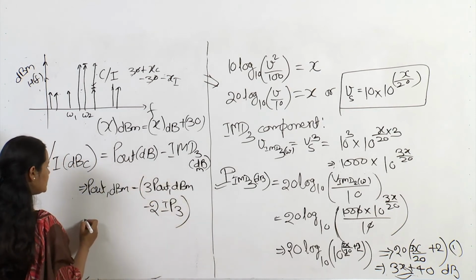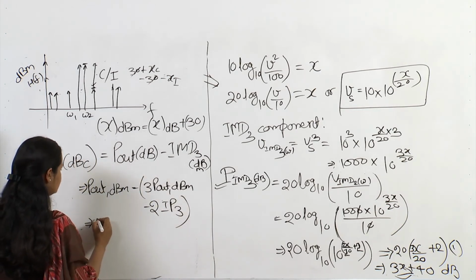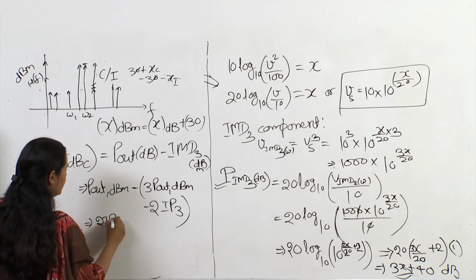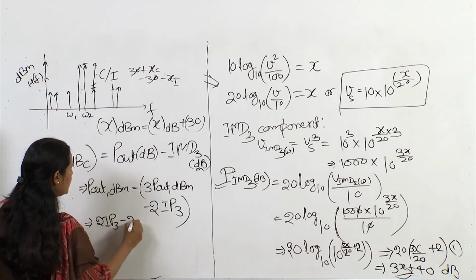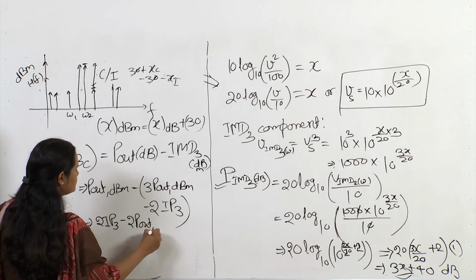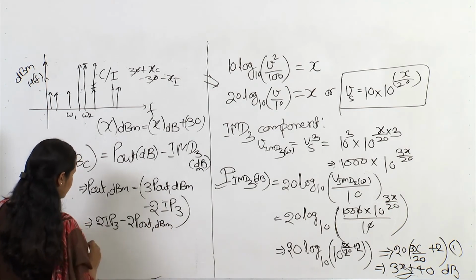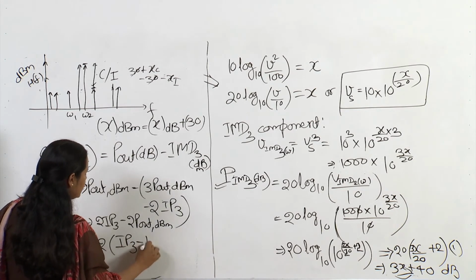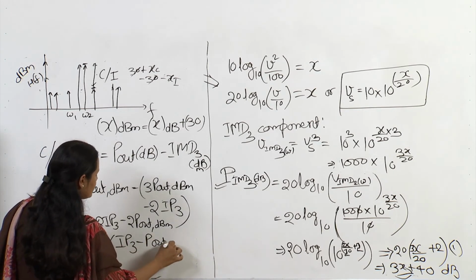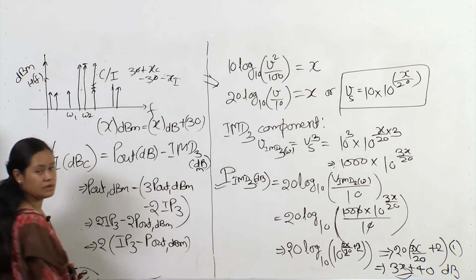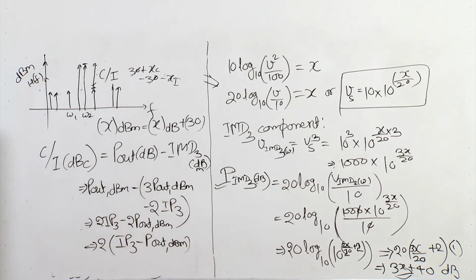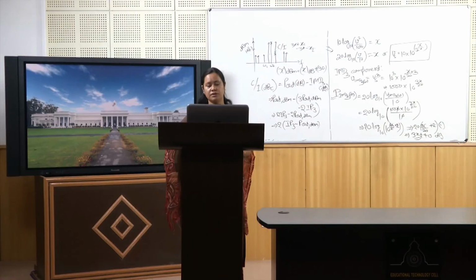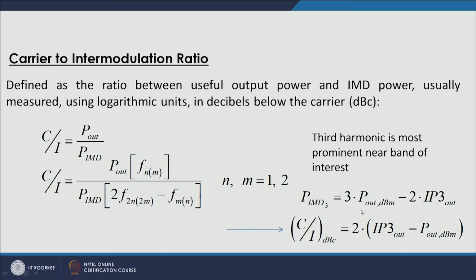So, if you solve this further, it becomes 2 times IP3 minus 2 times P out in dBm, or we can take 2 out and it becomes the expression which we are seeing in our PPT. So, the difference between IP3 out and the P out, taken twice, works very fine for the C by I estimate. So, we can have some estimate by using these thumb rules.